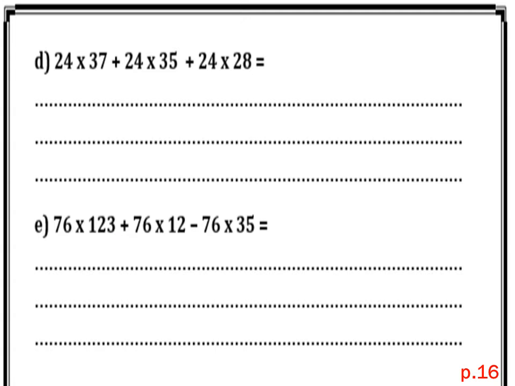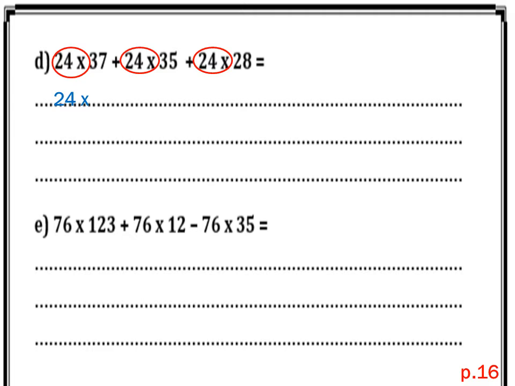And now open your booklet page 16. In letter D we have 24 times 37 plus 24 times 35 plus 24 times 28. Here search for the repeated number and multiply. The repeated number here is 24 times. So circle 24 times here, 24 times here, and 24 times here. Write it how many times? Only one time. As we said before, in distributive property we collect the repeated number and multiply.